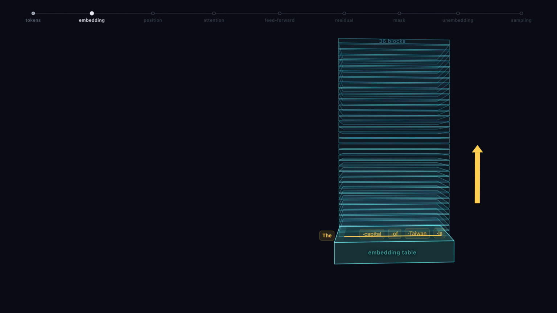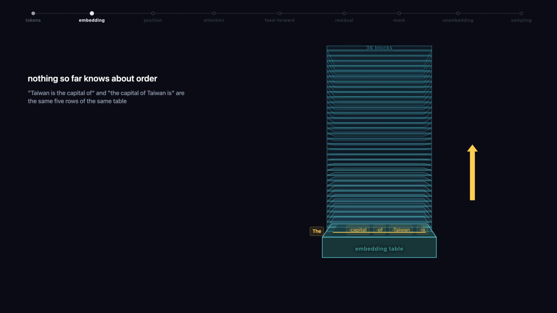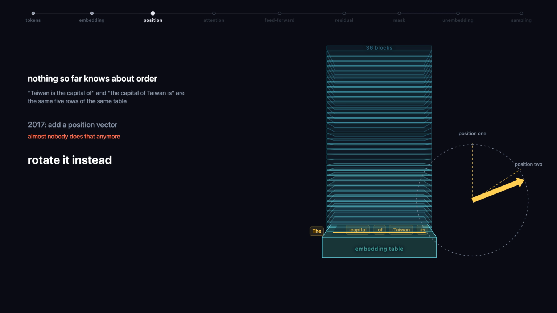Now, a problem. Nothing so far knows about order. Taiwan is the capital of, and the capital of Taiwan is, are the same 5 rows of the same table. The original transformer fixed this by adding a position vector to each embedding. Add a little something to say, you are word 3. Almost nobody does that anymore. What this model does instead is rotate. Position isn't added, the vector is turned by an angle that depends on where the token sits.